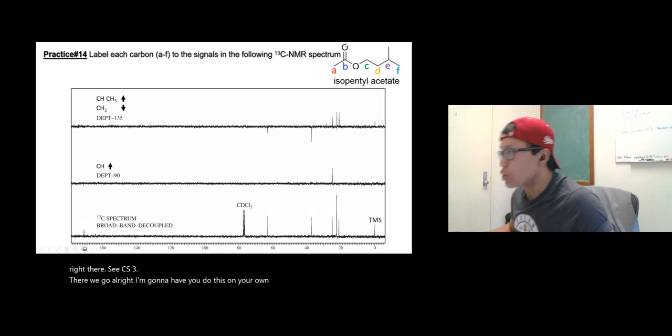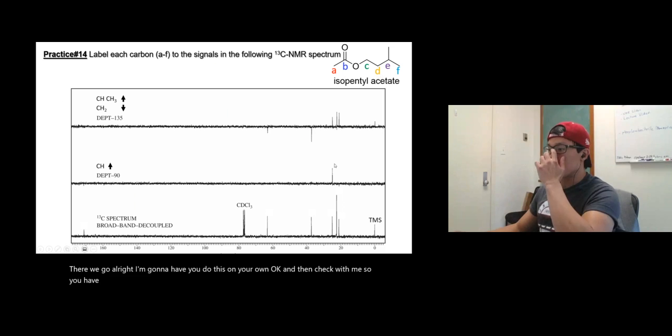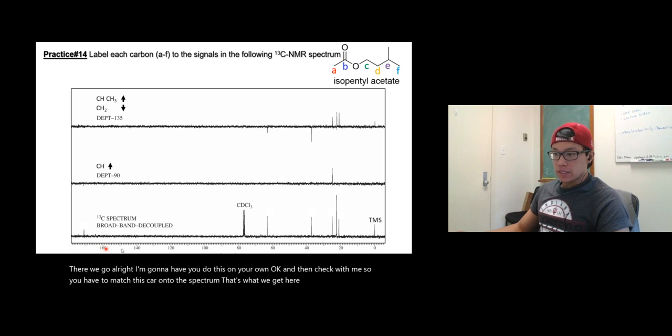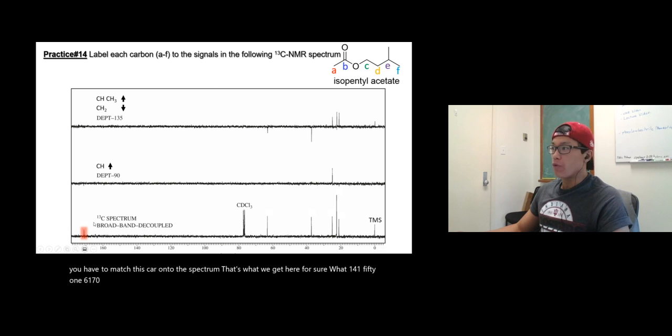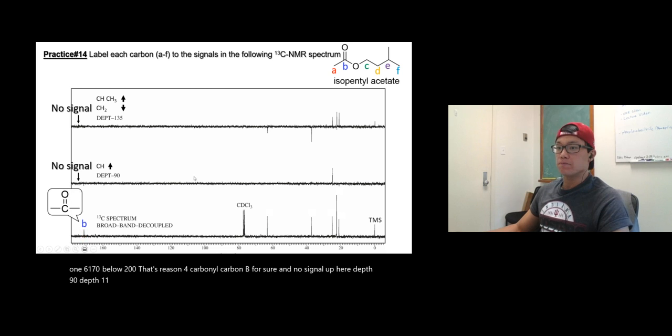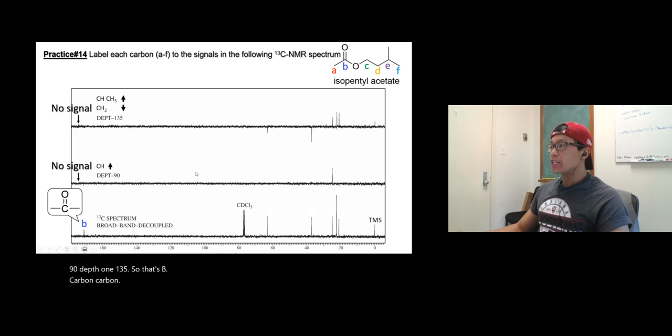All right, I'm going to have you do this on your own, and then check with me. You have to match this carbon to the spectrum. What do we get here? For sure, above 140, 150, 160, 170, below 200, that's region number 4, carbonyl carbon, B for sure. And there's no signal in DEPT 90 or DEPT 135, so that's B, the carbonyl carbon.